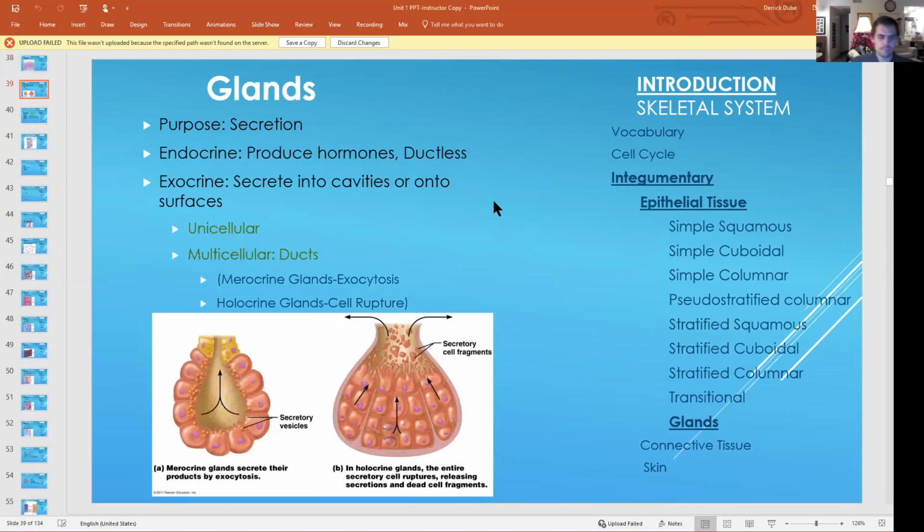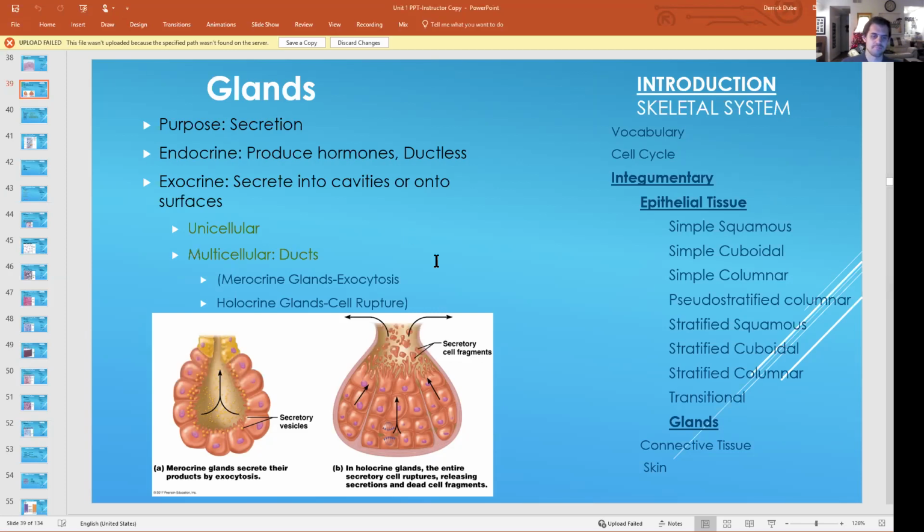Glands. Okay. So exocrine is usually going to be into some kind of large cavity or onto some kind of surface. I can't think of any good examples off the top of my head, but usually it's going to be going into a large lumen that will then be emptying out into the blood at some point.